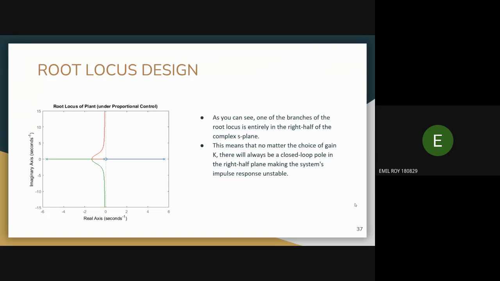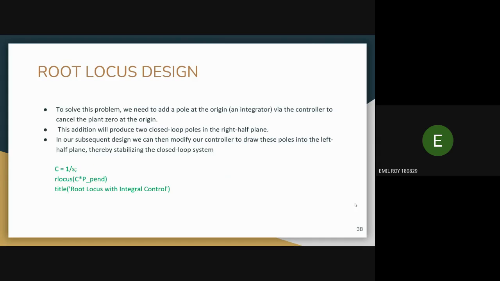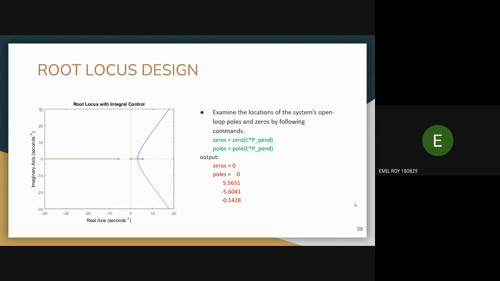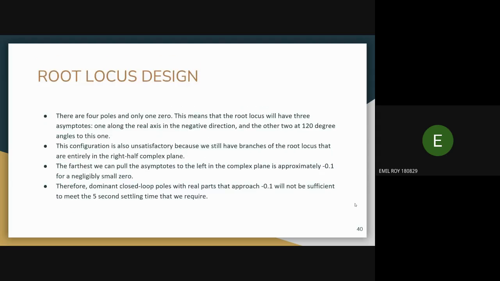So we convert that into the left half of the plane by using the PID controller. That's all about this root locus design. Next, if we can add zeros to the origin, we can convert that right half plane branch into the left, but it is impossible to add that directly. So we use a PID controller to do that.